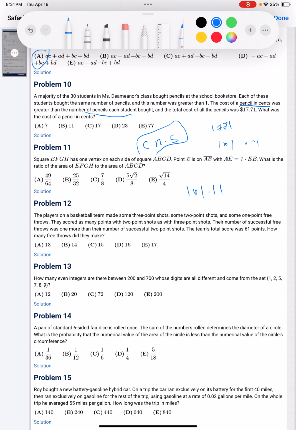How about 23? No. Surely this is going to break down further. 161. It's not divisible by 3. It's not divisible by 5. Maybe 7?